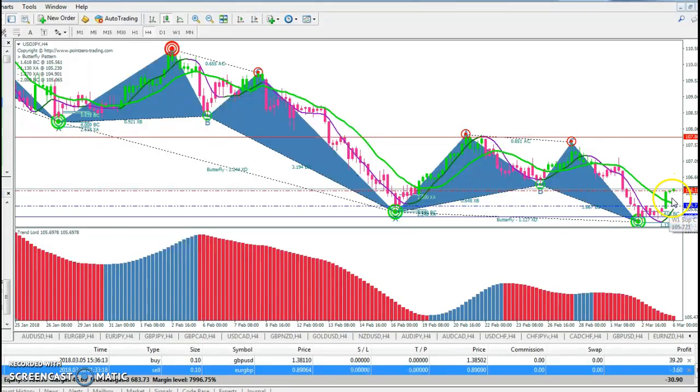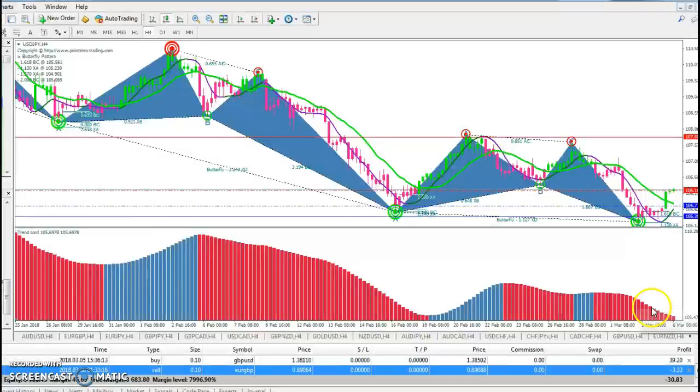I'm looking for my trend candlesticks to change over. Since I'll be going long off this pattern, I want my trend candlestick to change to green. And I want price to move above this 4 moving average. Okay, I don't necessarily need the trend lord to be blue. If price moves above here, you might get a little bit better entry. I'm going to try it without the trend lord going over blue.